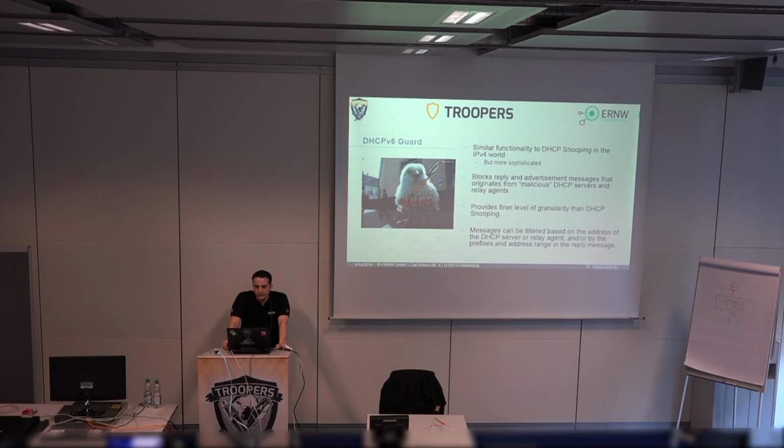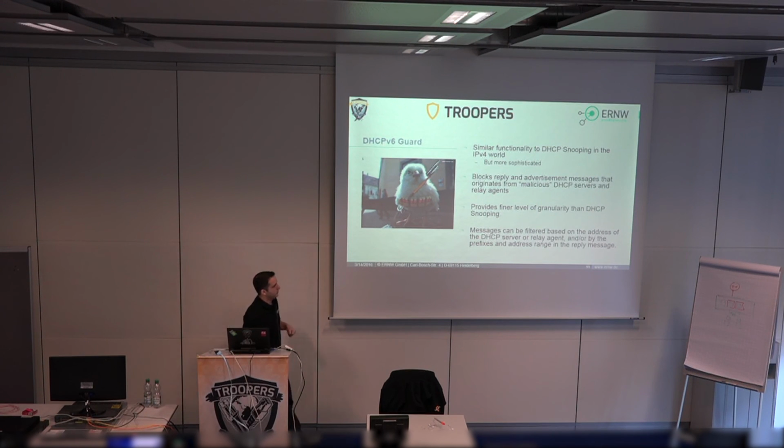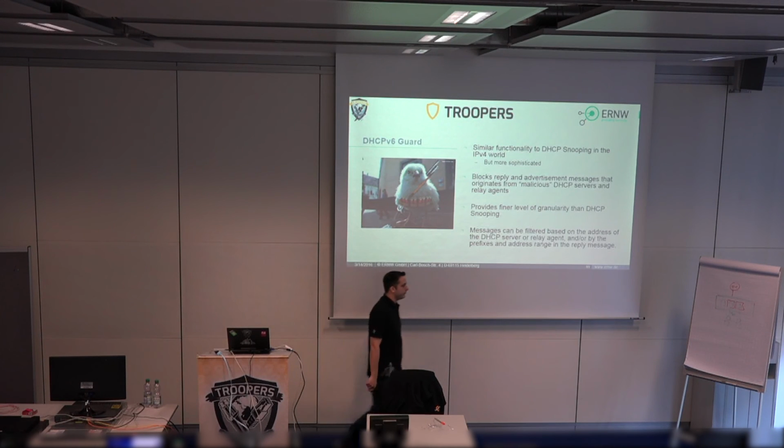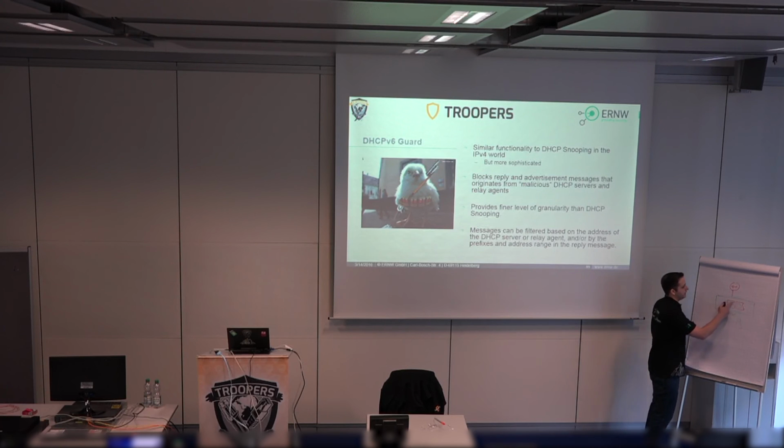Then we have, of course, DHCPv6 Guard. Similar functionality like DHCP snooping in the IPv4 world, it blocks reply and advertisement messages that originate from malicious DHCP servers or attackers. So same configuration approach. I just configure DHCPv6 Guard on these interfaces, and when the client sends a DHCPv6 server packet, the packet will just get filtered.